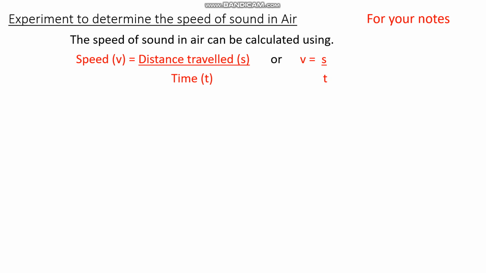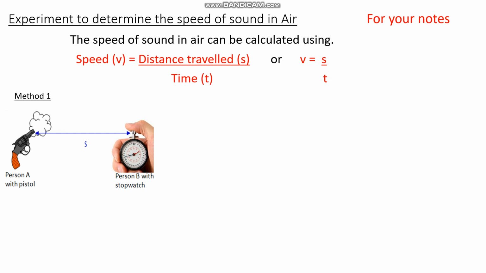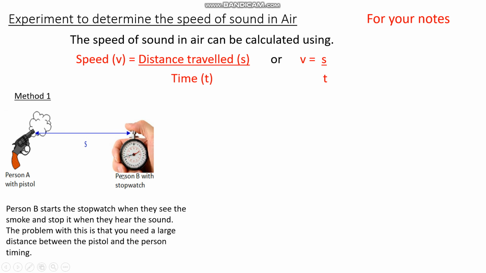The first method involves a person with a starting pistol and a person with a stop clock a distance s away. Now when that person fires the gun, the light from the smoke produced arrives at the person with the stopwatch almost instantly. So as soon as that person, B I'm calling it here, sees the smoke, they start the stop clock. Because sound travels about 1 million times slower than light, the sound will arrive a short time later, and so the person, when they hear the sound, stops the stop clock.